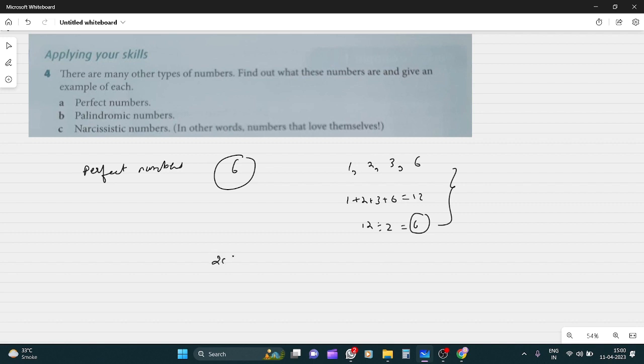Okay, so let us take 28. So 1, 2, 4, 7, 14, and 28. Okay, so we get what? 56, and 56 divided by 2, again we get 28. Hence 6 and 28 are the perfect numbers.